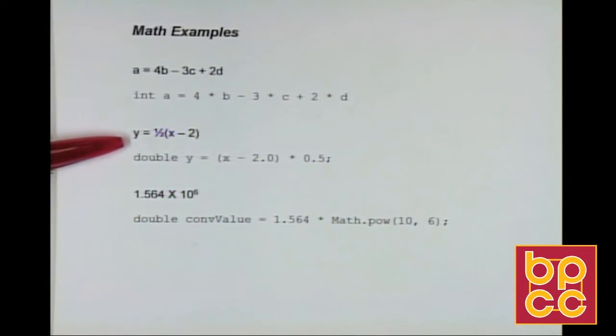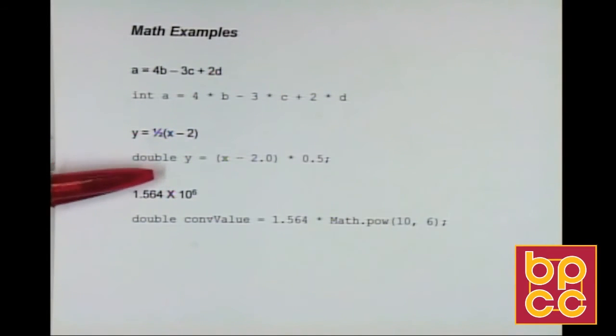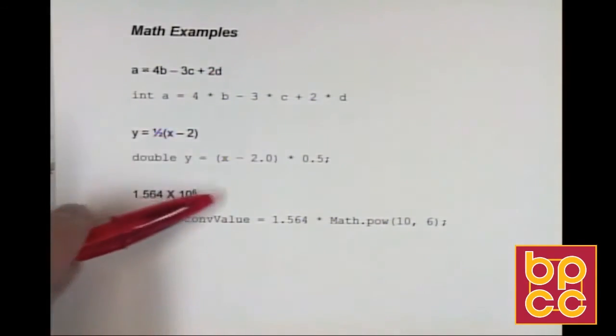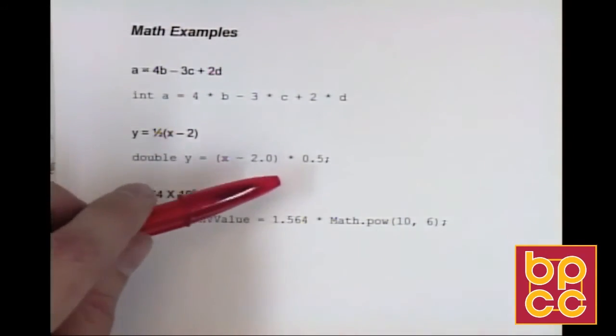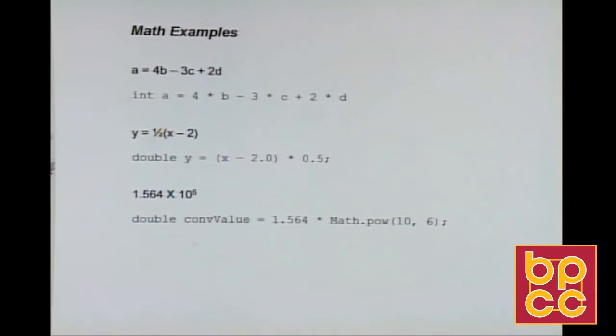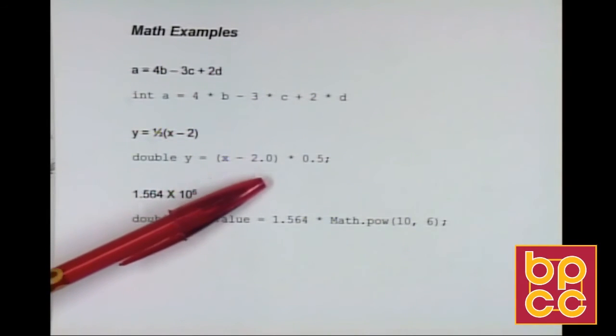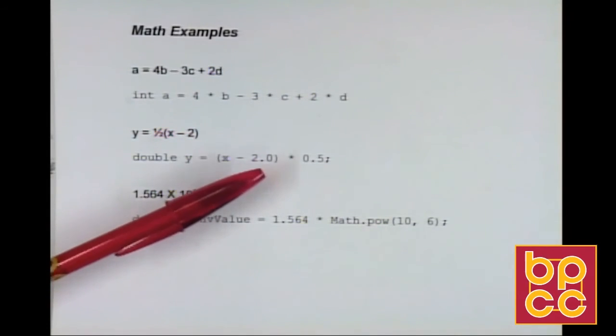Or what if we have y equals 1/2 x minus 2? We have y equals (x minus 2.0) in parentheses, and then times 0.5. Notice that whenever we do floating point math, 2 here is a whole number, but because it's a floating point operation, we actually want to put a decimal place on it so that the program knows that we are trying to resolve floating point values.